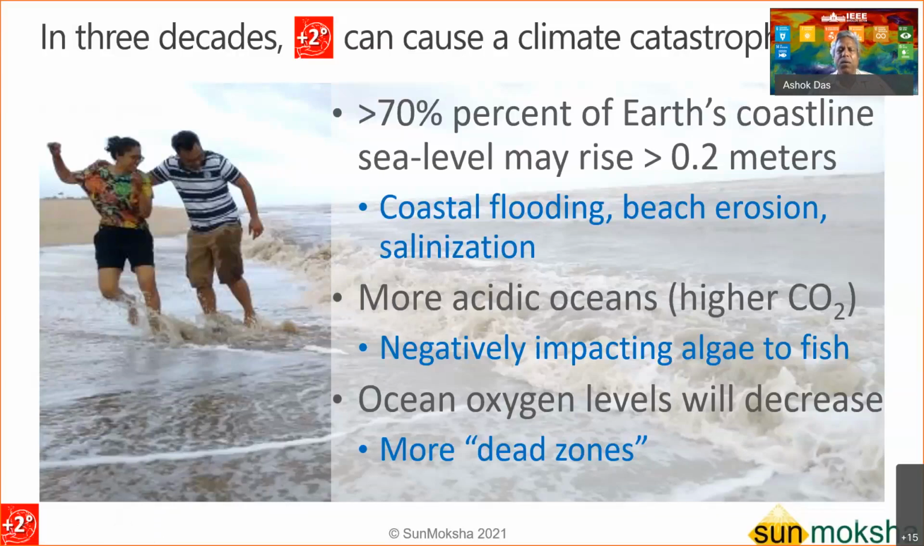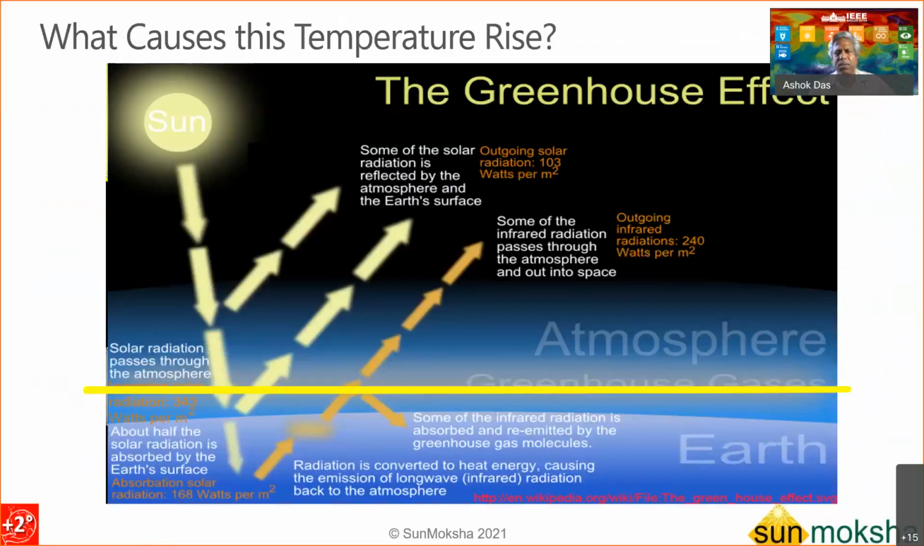But we are already seeing the rise in ocean and rise in water level around the world. So it's not that it's not going to happen. These are things that are already in the making, and there are examples of this happening all around us. So what causes it? Essentially, the cause is all the gases that we emit, greenhouse gases.